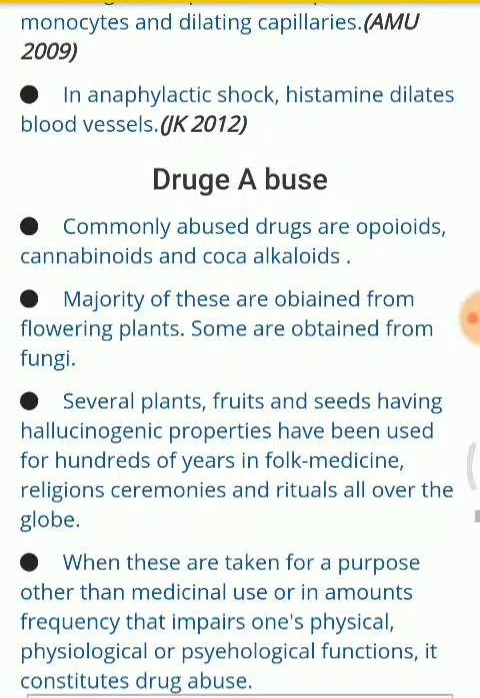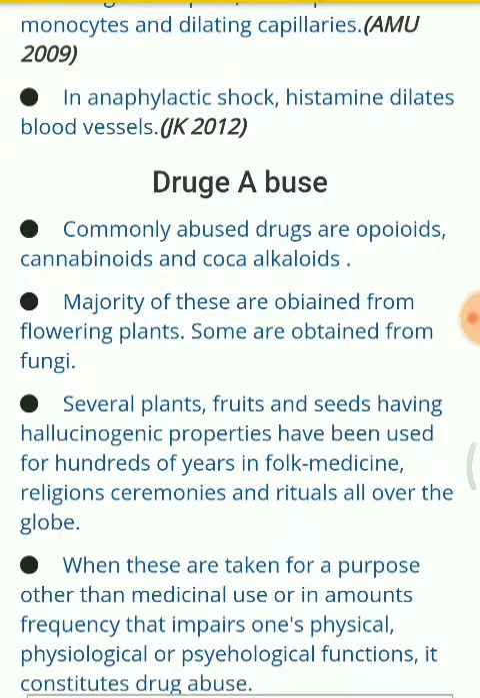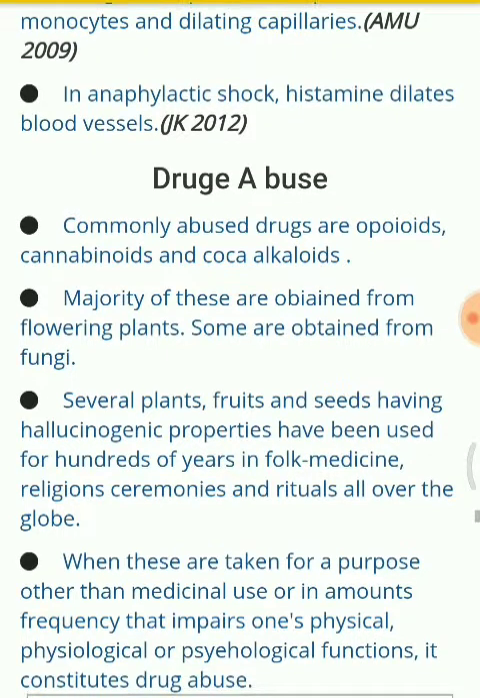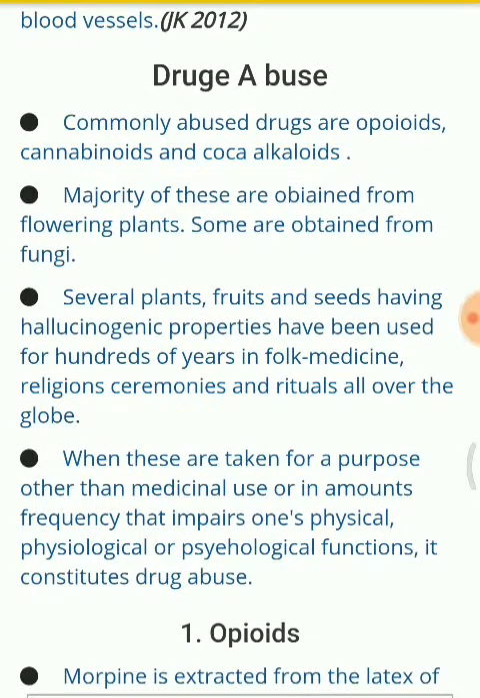Drug abuse. Commonly abused drugs are opioids, cannabinoids, and coca alkaloids. Majority of these are obtained from flowering plants. Some are obtained from fungi. Several plants, fruits, and seeds having hallucinogenic properties have been used for hundreds of years in folk medicine, religious ceremonies, and rituals all over the globe.